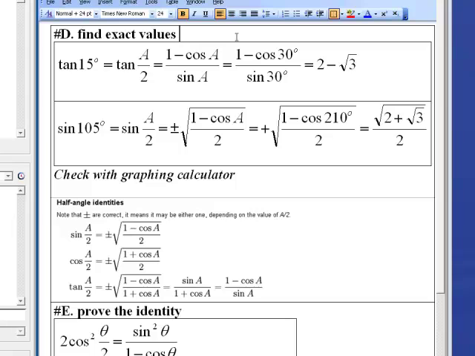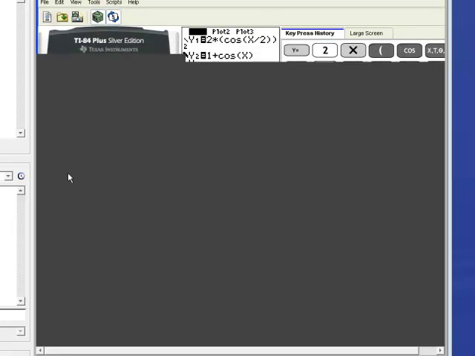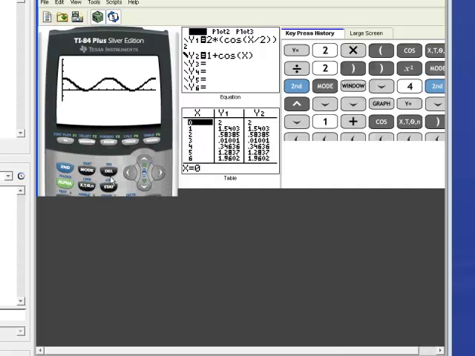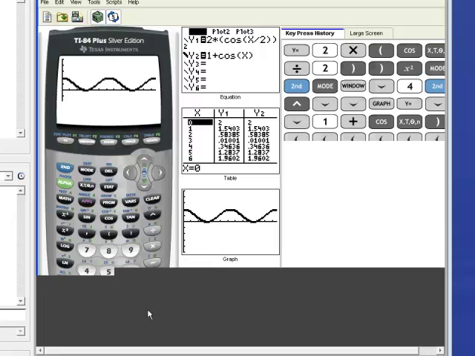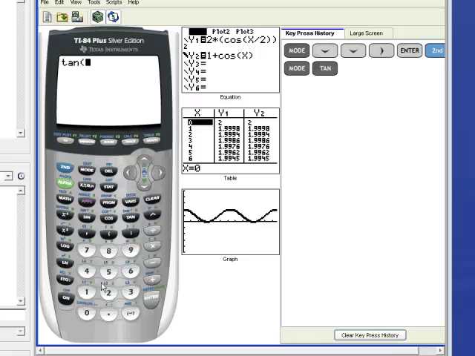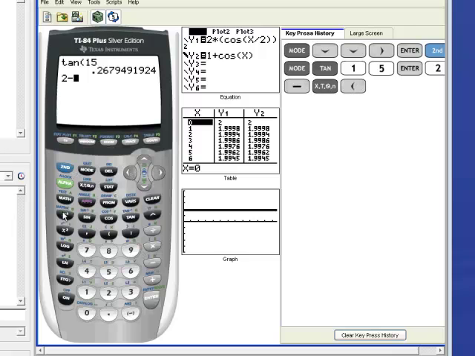Go to the graphing calculator. All right. Make sure that I'm in radians and degrees. I need to be in degrees. Okay, and tangent of 15 degrees, 0.26. 2 minus the square root of 3, 0.26. So that's correct.